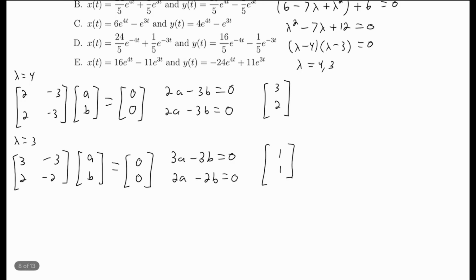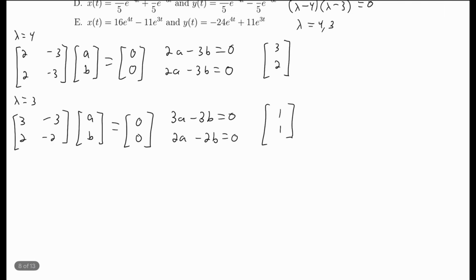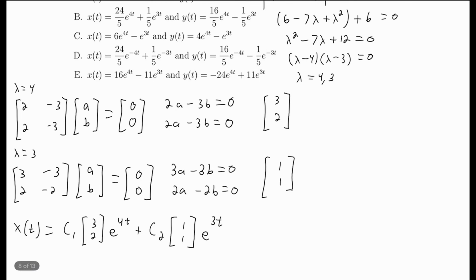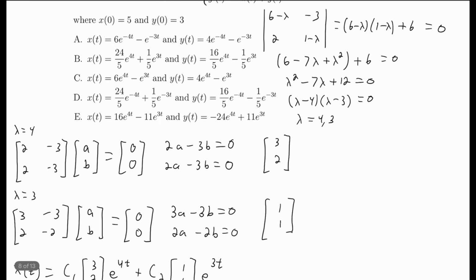We can go ahead now and write out the form of our general solution. So that'll get us x of t is equal to c1 times our first eigenvector, (3, 2), times e to the 4t. This 4 is coming from the associated eigenvalue that goes with this eigenvector. And then same thing for the other one, c2 times (1, 1), e to the 3t. This is the general form of our solution. We have initial values to plug in though, so we're going to go ahead and find our particular solution.